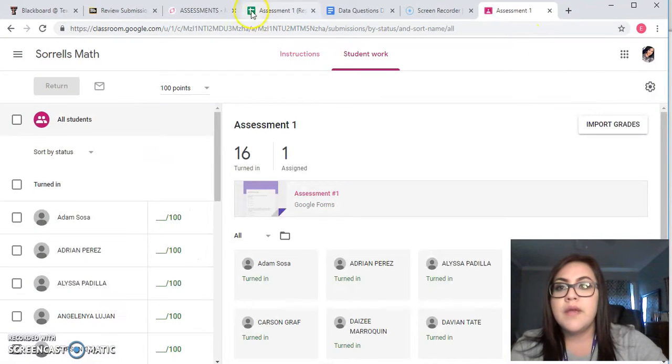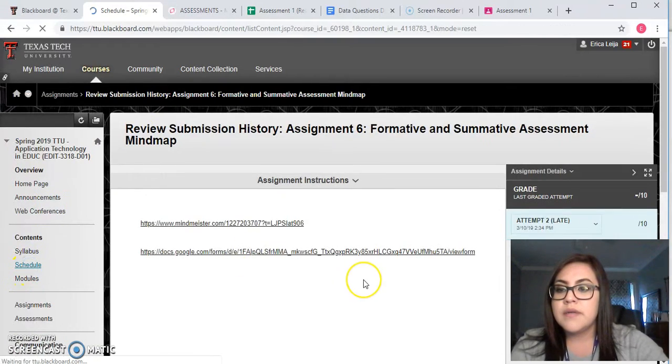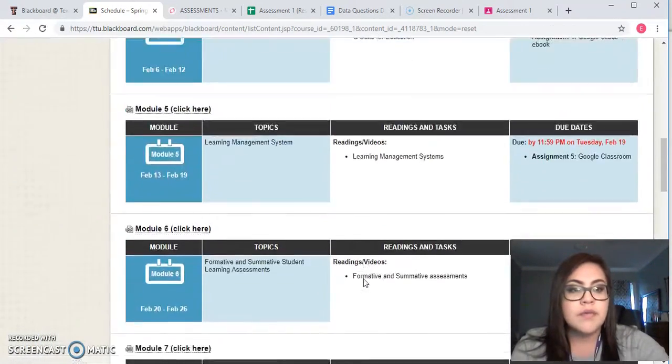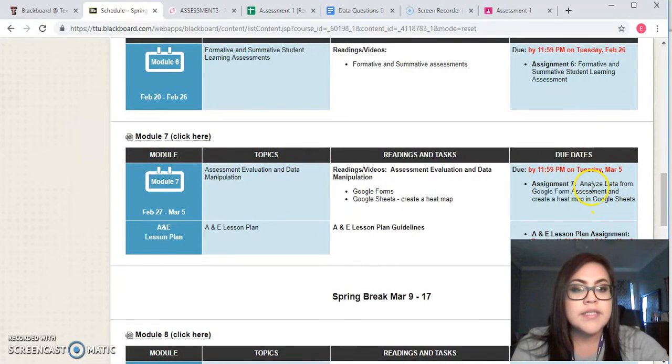So that was for assignment 6. And assignment 7. Sorry, I'm trying to go quick so it doesn't take too long. Assignment 7 was to analyze data from a Google Forms assessment and create a heat map in Google Sheets.